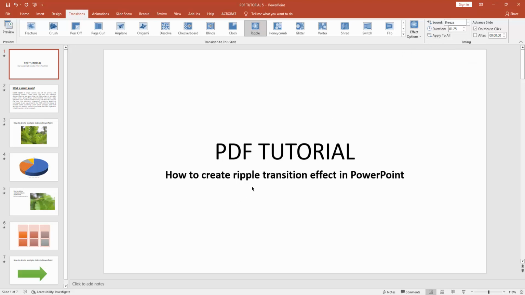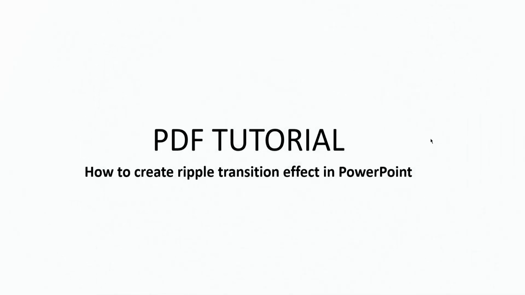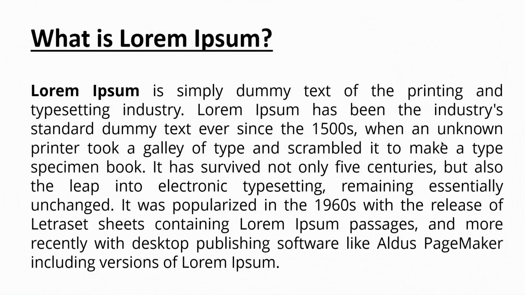Now we can check how the ripple transition effect worked. Click this Start from Beginning icon. Now you can see we created a ripple transition effect in PowerPoint very easily.